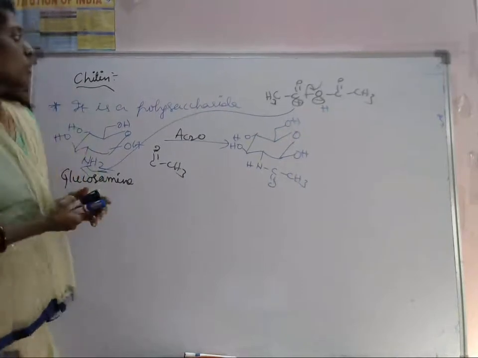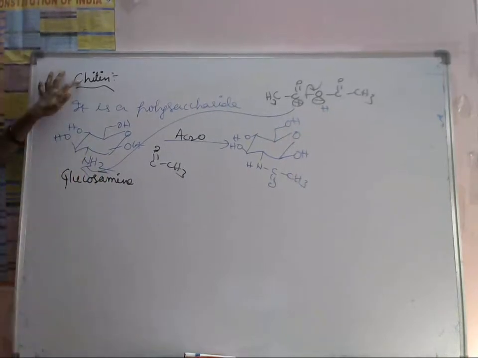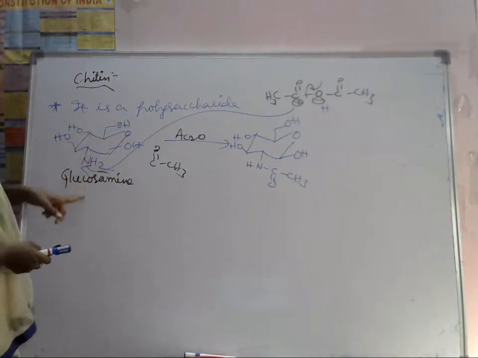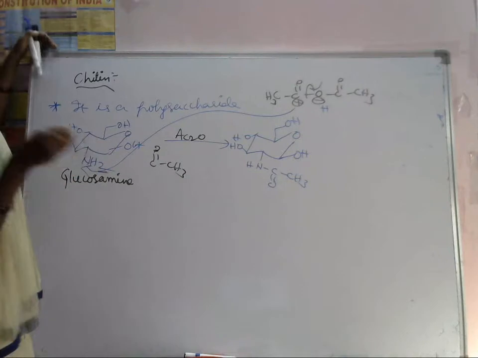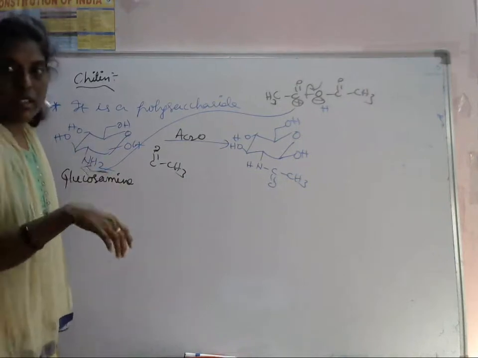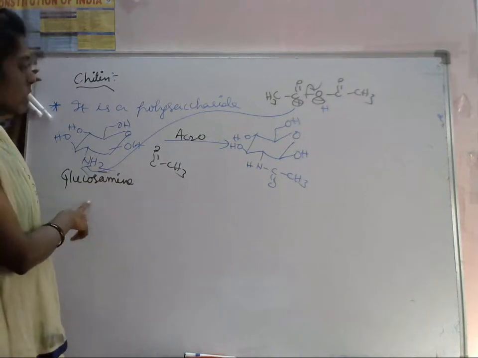Good morning to all. So today I am going to discuss chitin. Chitin is a polysaccharide. Okay. So this is a glucosamine. We have to replace one of the hydroxyl groups of glucose. Then we'll get this one. Okay. So we'll get this glucosamine.